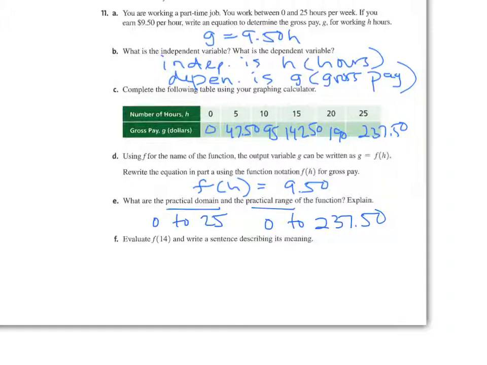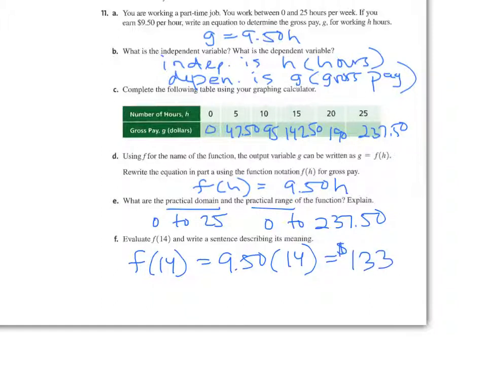Okay. If I evaluate f of 14, that means what happens when we'll write our sentence in a second. So let me just use the, I see I'm missing an H there, sorry about that. If I do 9.50 times 14, I end up making $133. So my sentence would be for 14 hours, you make $133. So an input of 14 yields an output of 133 on that one.